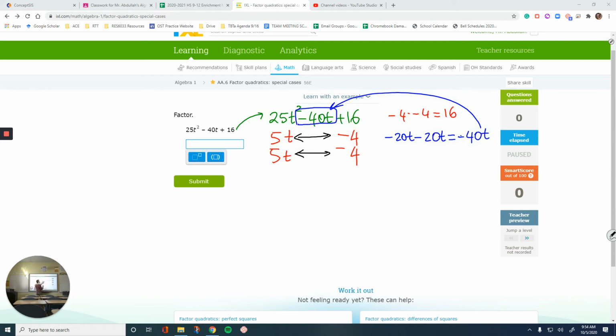All you have to do is put that 5t minus 4 in parentheses, and then write your second line, 5t minus 4. And this is multiplication. Even if you don't see the dot in there, that means multiplication, and this would be your final answer. You would do parentheses 5t minus 4, and then 5t minus 4. This is called the trial and error method. Let's move on to another example.